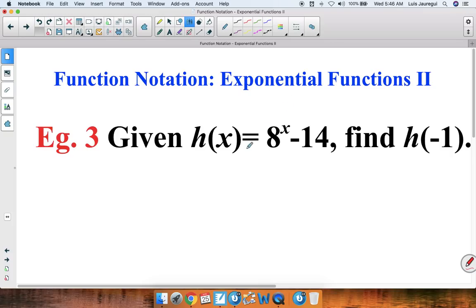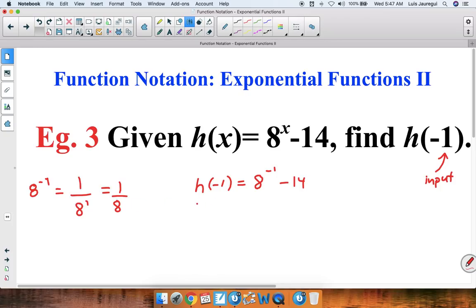Example 3. Given h of x is equal to 8 to the x minus 14, find h of negative 1. So what we're going to do is to take this negative 1 as our input value and substitute in wherever we see an x. So we can get the following. H of negative 1 is the same as 8 to the negative 1 minus 14. Now keep in mind that 8 to the negative 1 is the same as 1 over 8 to the first power. And any non-zero number to the first power is the number itself. So this is just 1 over 8.